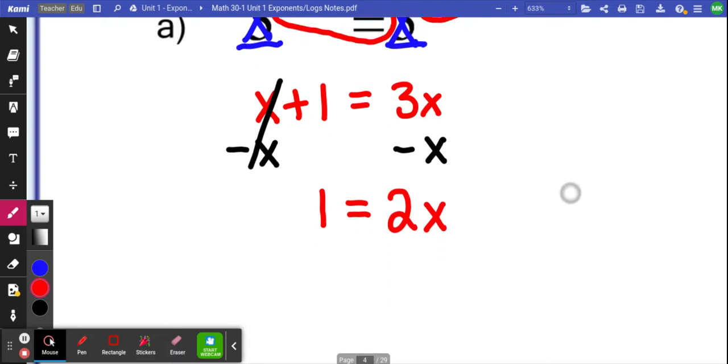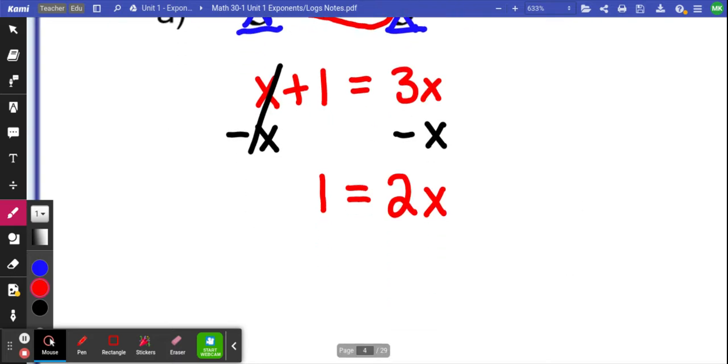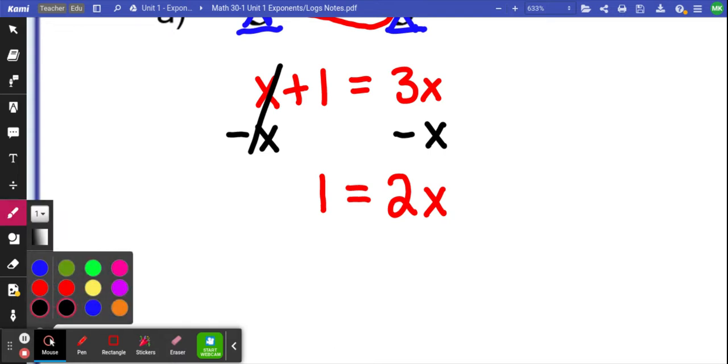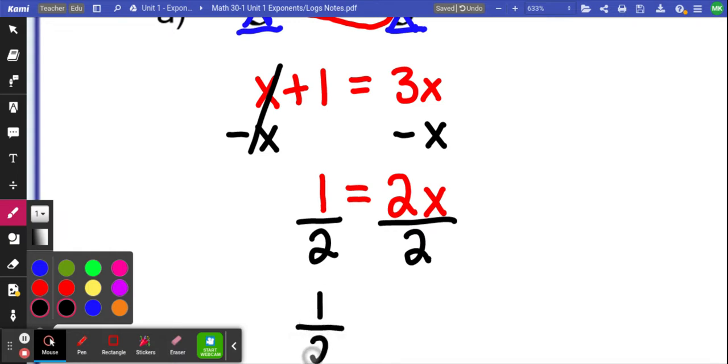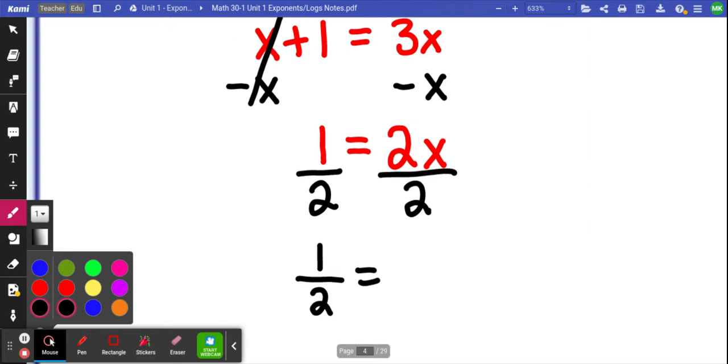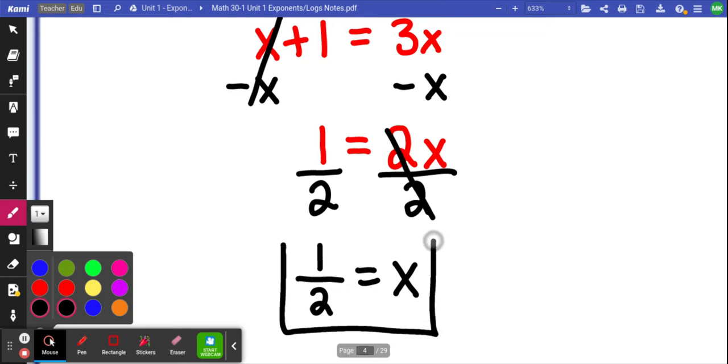Now that my x's are on one side, I need to move all my numbers to the other side. So I need to get rid of that 2. You do opposite operations. 2x means 2 times x. The opposite of times is divide. So I divide by 2 on both sides. 1 divided by 2, you could write it as a fraction, 1 over 2. On the right-hand side, the 2's cancel out. The answer is 1 over 2 equals x.